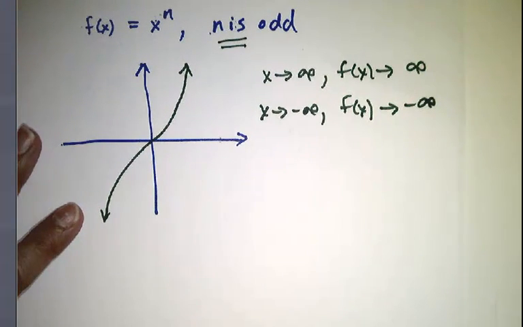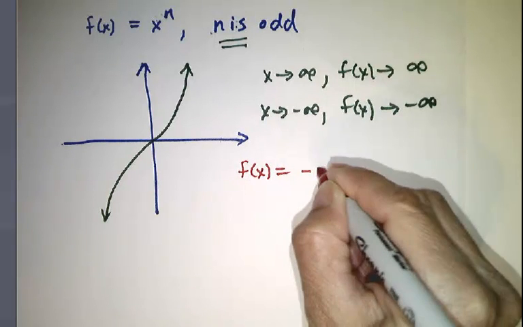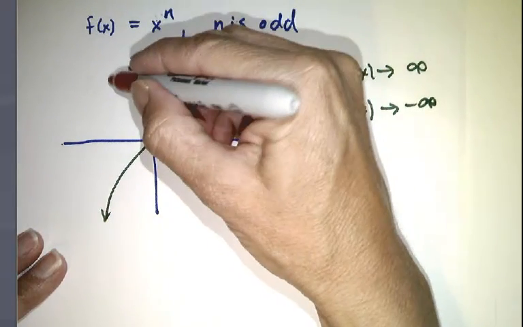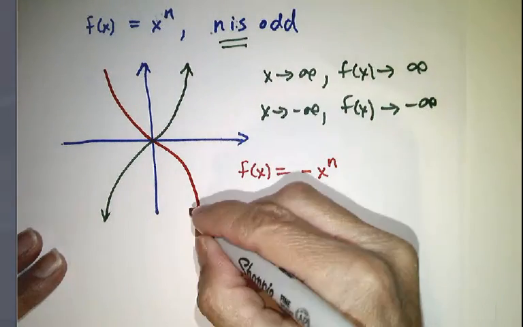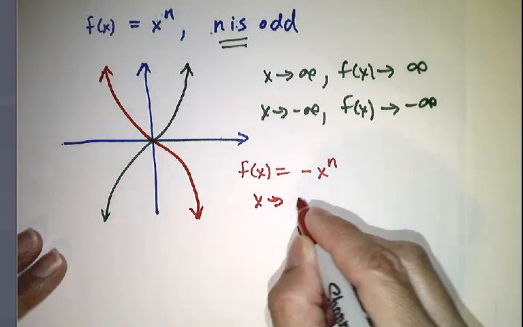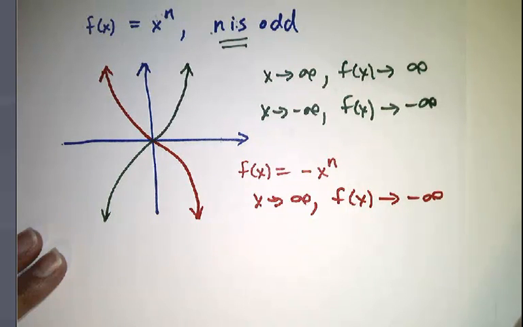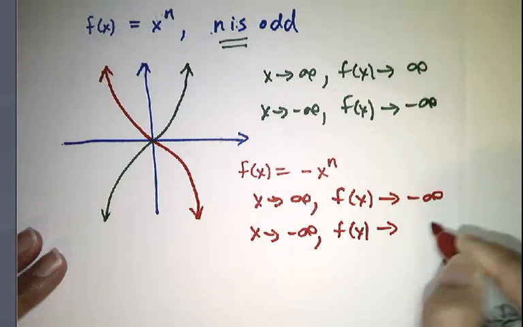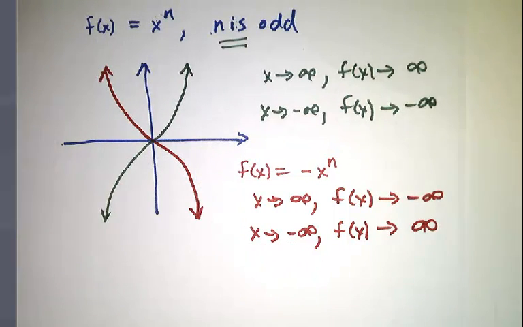And so what do we think will happen if we reflect this one? So if I want to now look at f of x equals the negative of x to the n where n is odd, well, we know it's a reflection of this one about the x-axis, so it should look like that. And again, this changes my end behavior. As x goes to positive infinity, this time f of x goes towards negative infinity. As x goes to negative infinity, this time f of x goes to positive infinity. So as I go out this way, my function operates in that behavior.